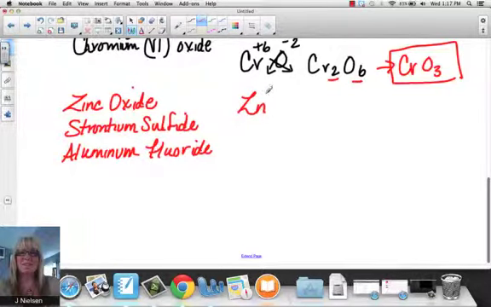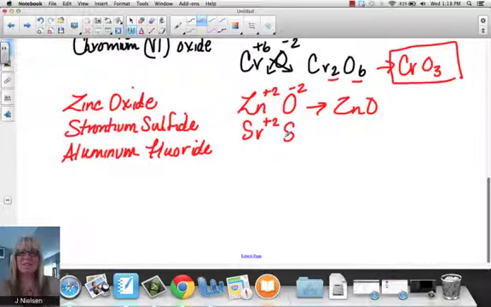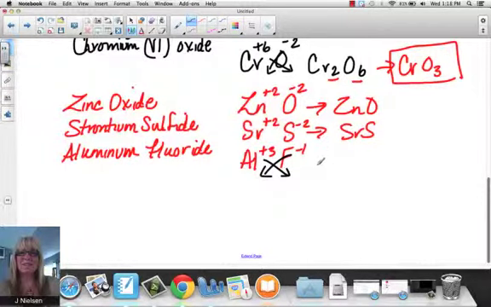Zn, and it has a charge of +2, and O is -2. So this is 1 to 1, so our formula is ZnO. Strontium is Sr, it's +2. Sulfur is S -2, it's 1 to 1, so SrS. Aluminum is +3, F is -1. Well, I got to drop and cross. So this becomes AlF3.